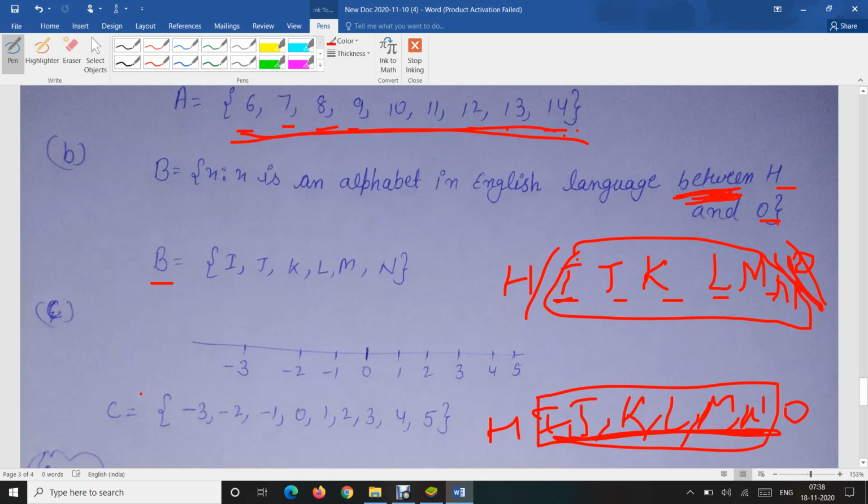So set B is equal to {I, J, K, L, M, N}. These are the elements which are separated by commas and are within the curly brackets. So this is the roster form.